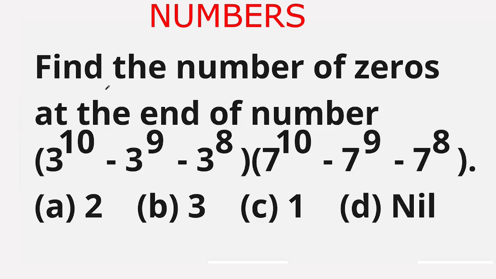Our question is, find the number of zeros at the end of the number (3^10 minus 3^9 minus 3^8) in one parenthesis, multiplied by, in the second parenthesis, (7^10 minus 7^9 minus 7^8). The given options are option A 2, option B 3, option C 1, option D nil.